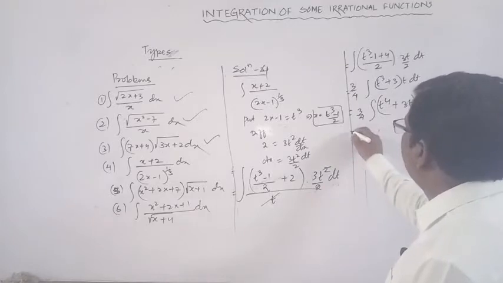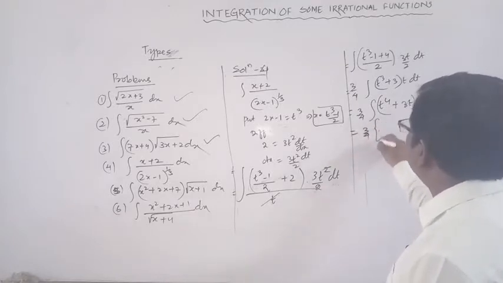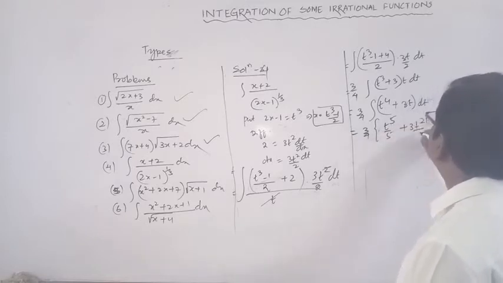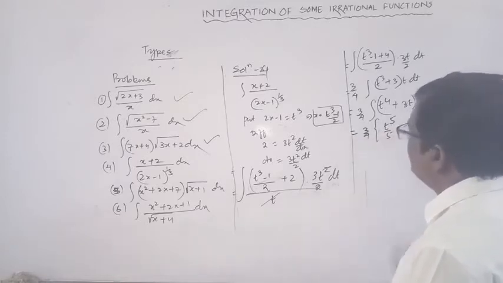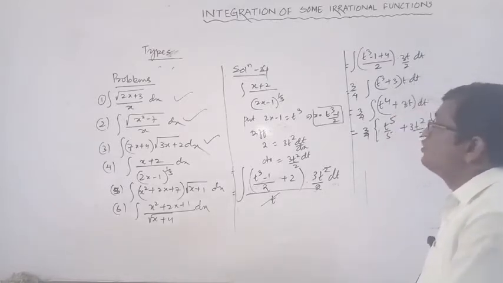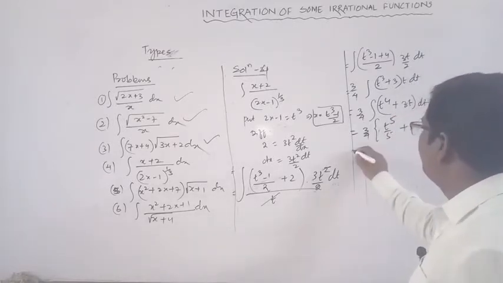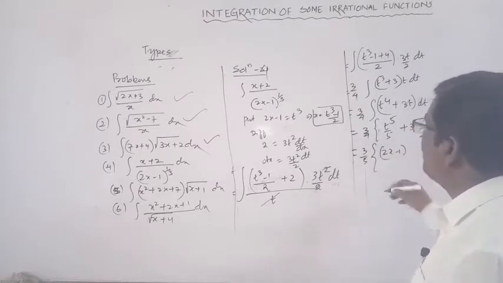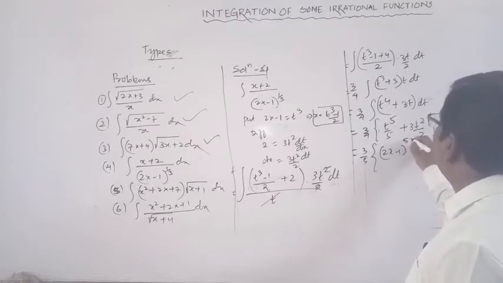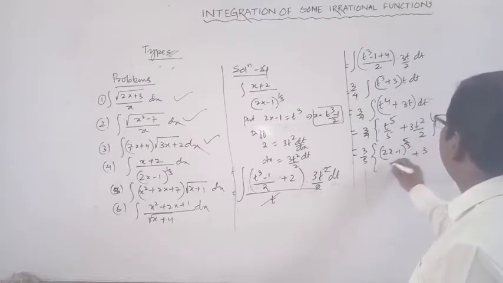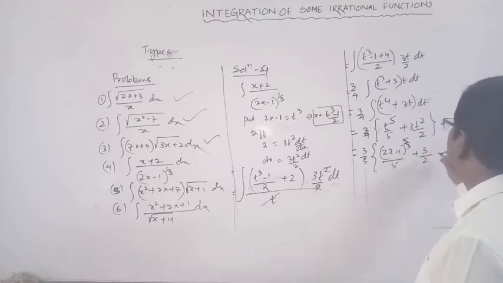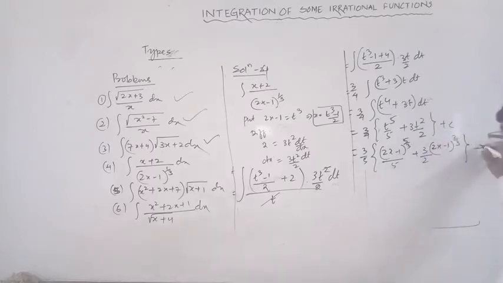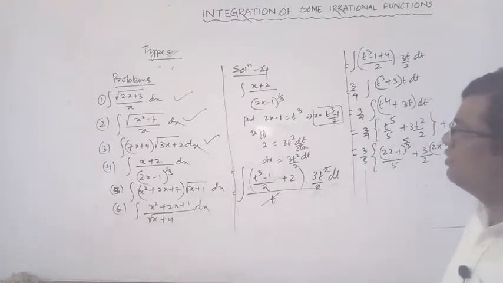Okay, now 3 by 4, this is t⁵ by 5 plus 5t² by 2 plus c. What is t here? t means (2x − 1) to the power 1 by 3. So 3 by 4 into (2x − 1) to the 1 by 3 into 5, that is 5 by 3, divided by 5, plus 5 by 2 into (2x − 1) to the power 2 by 3 plus c. This is question number 4.